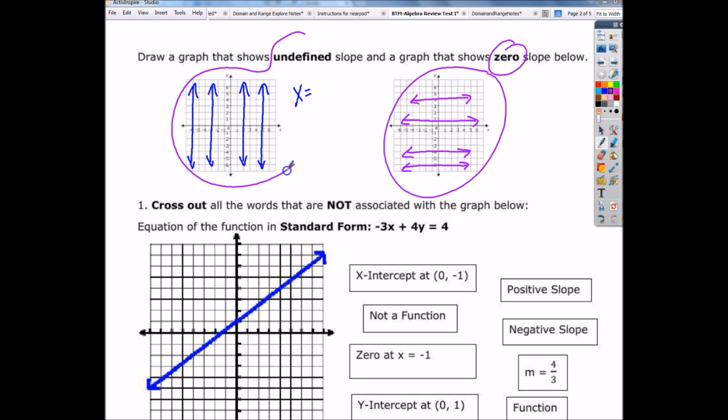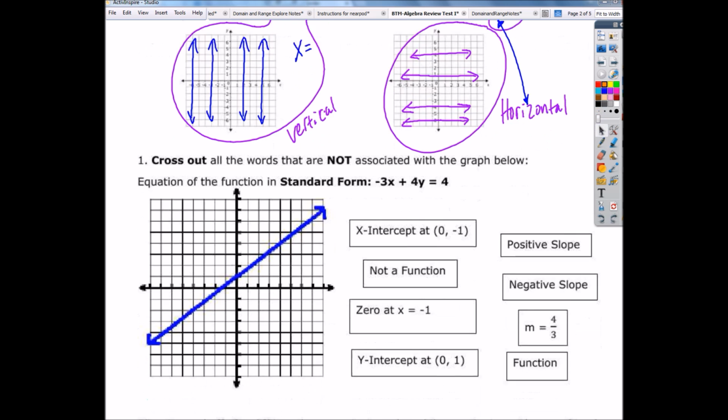Undefined slope is always vertical, and zero slope is always horizontal. And something that kind of helps me, I know it's zero slope because it's horizontal. They both have the letter Z. Both have the letter Z, if that helps. Horizontal, zero. So, bam! That's pretty simple there.